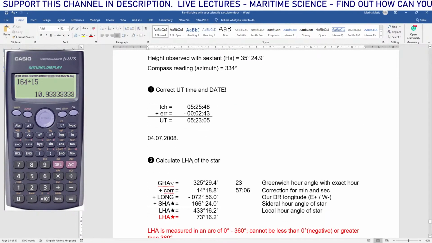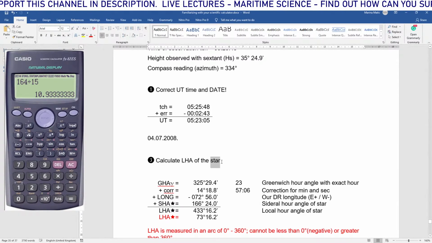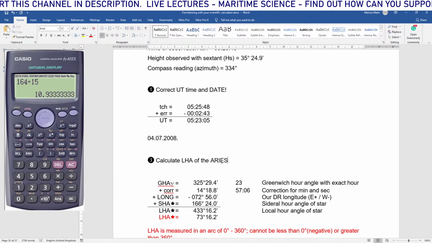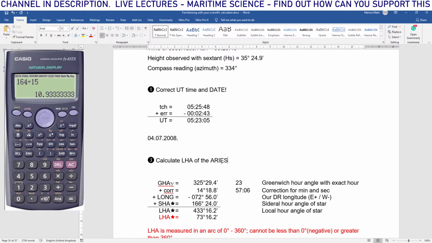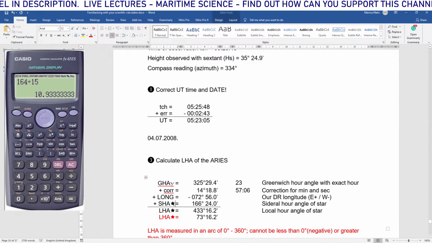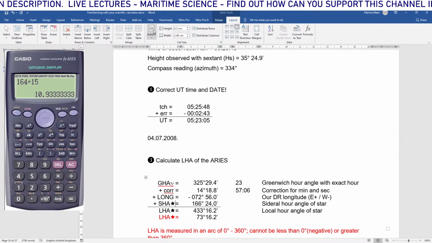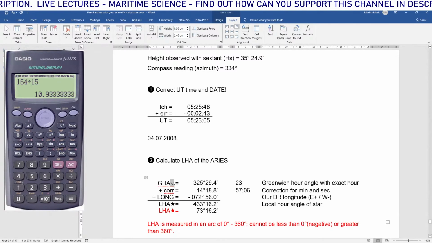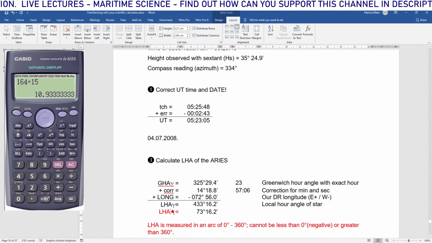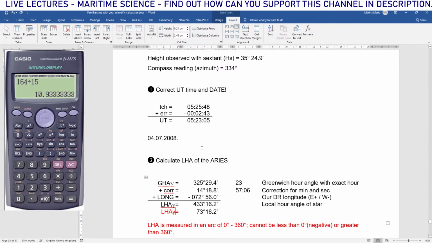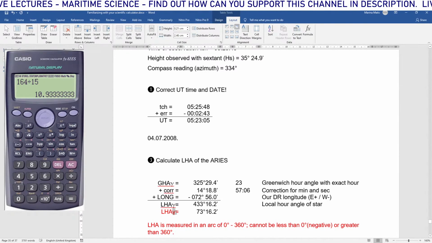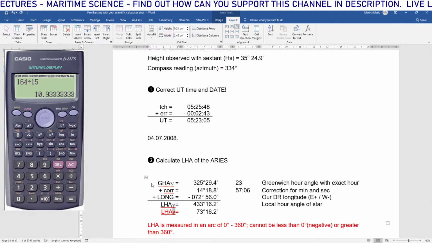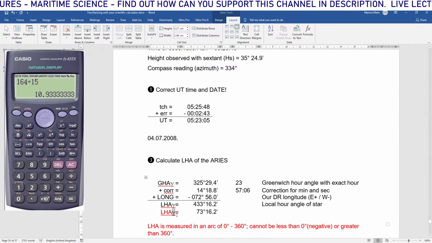And now we need to calculate the local hour angle of Aries. That's the benefit of the spring point. Everything that is on the sky can be referenced back to the local hour angle of Aries. In our case, we do not know if it is a planet or star, so we're going to use Aries to our advantage. So it's going to be Aries here and here.